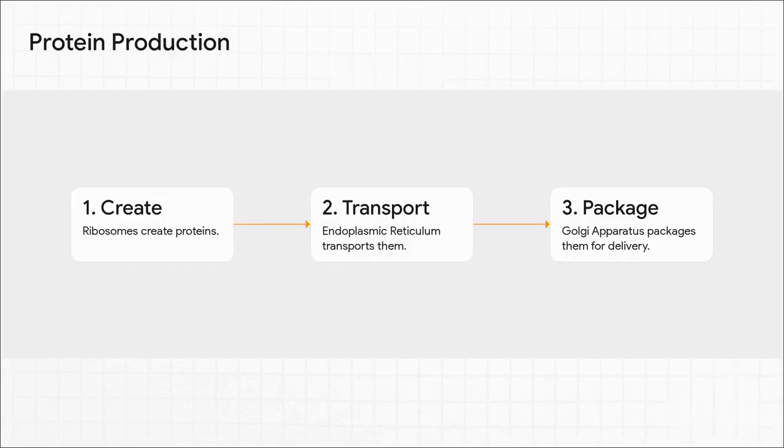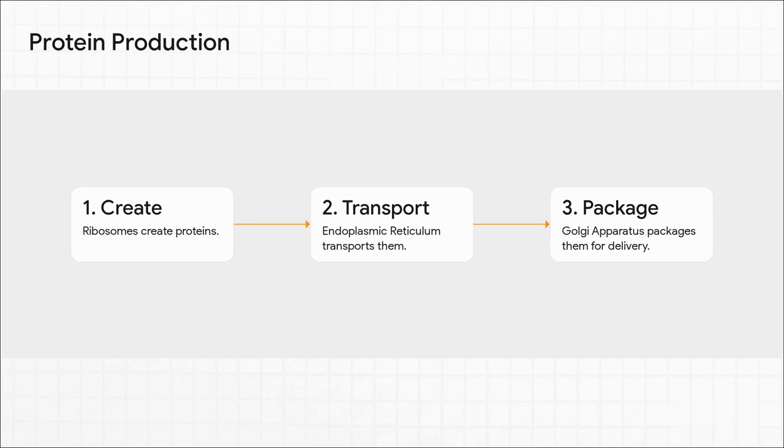And finally, any good city needs to make stuff. In a cell, one of the main products is protein, and it's a real team effort. First, you've got ribosomes. They're like tiny little factories that actually build the proteins. Then, the endoplasmic reticulum acts like a highway system, transporting these brand new proteins around. And last, the Golgi apparatus is the city's postal service.